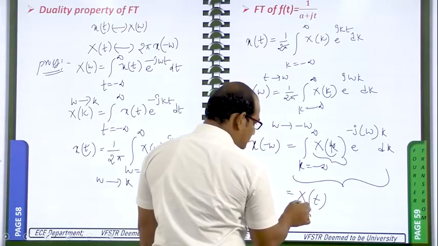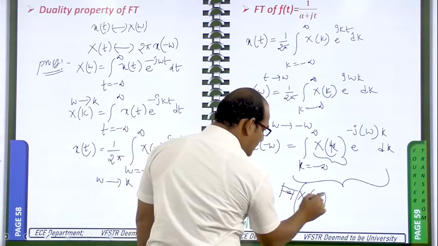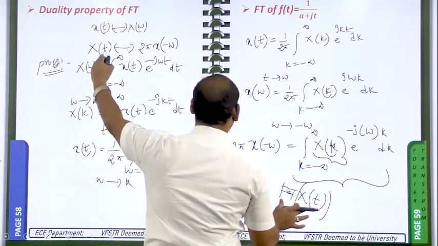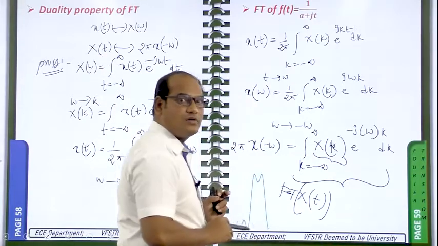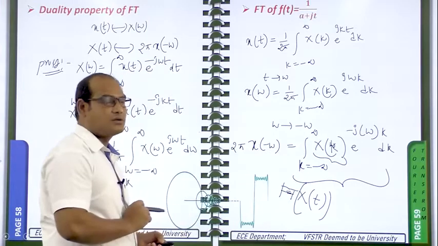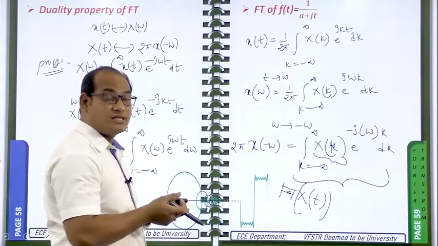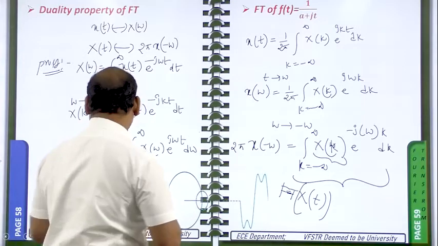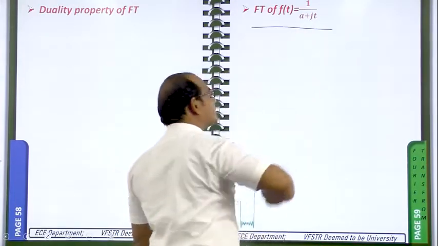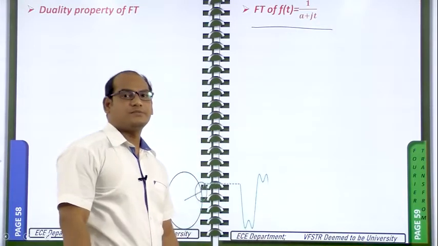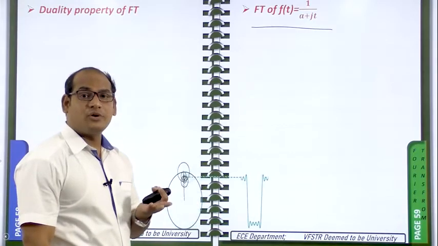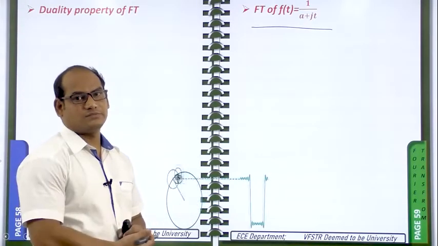For this one, the Fourier transform formula is this integral. So if you apply the Fourier transform for x of t, you are getting 2 pi into small x of minus omega. Okay, so this is the proof for this one. But applying this equation, this duality theorem is also very important. Now we need to find the Fourier transform of this particular signal 1 by a plus jt. When you see this one, if you apply your basic Fourier transform formula, it is very difficult.